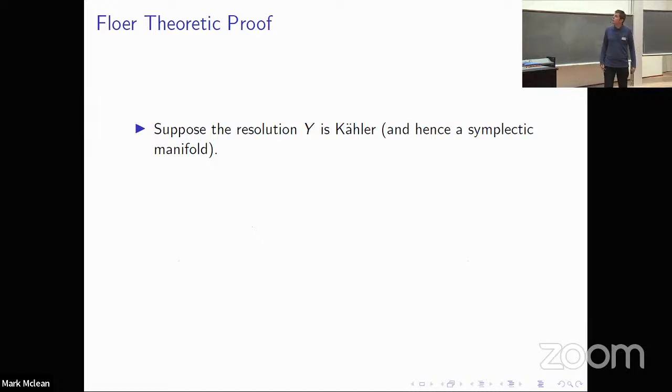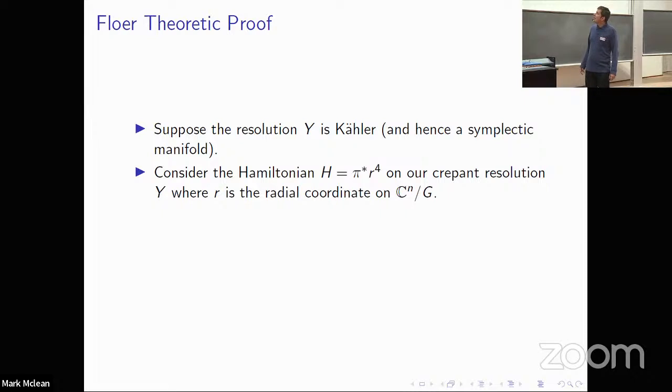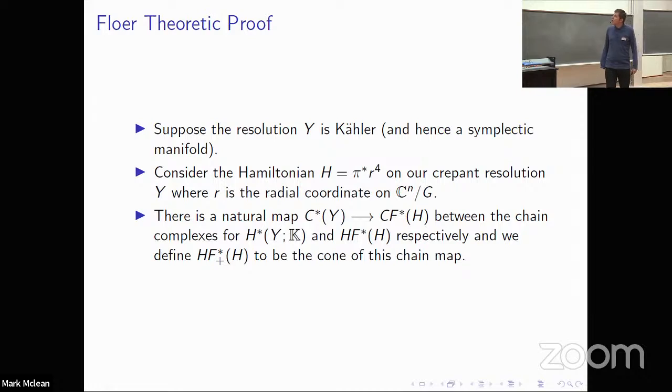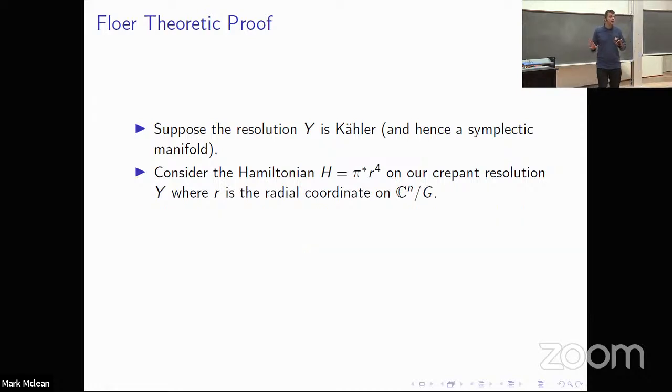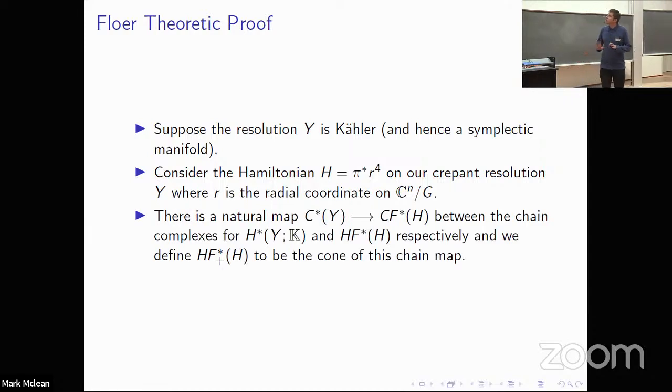So now I'm going to assume my resolution Y is symplectic. I'm a symplectic geometer, I want a symplectic form on my resolution. And now I'm going to put a Hamiltonian on this symplectic manifold, and it's going to be some rapidly enough increasing function of the radial coordinate. r^4 will do, but you could also choose e^r or some other very rapidly increasing function. So I have some function on Y, that's my Hamiltonian. And then I want to look at the Floer cohomology of this Hamiltonian, the Hamiltonian Floer cohomology, but it's not quite what I want, so I just need to change it very slightly.